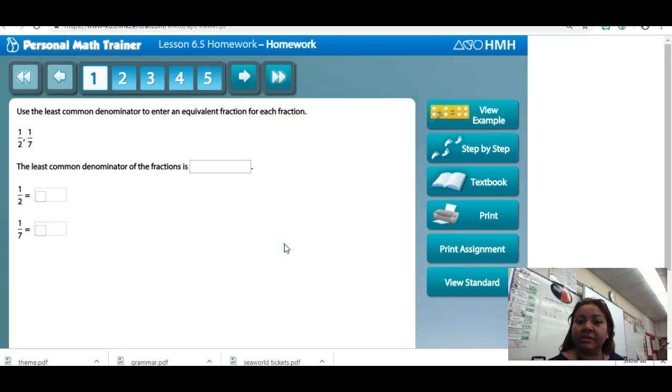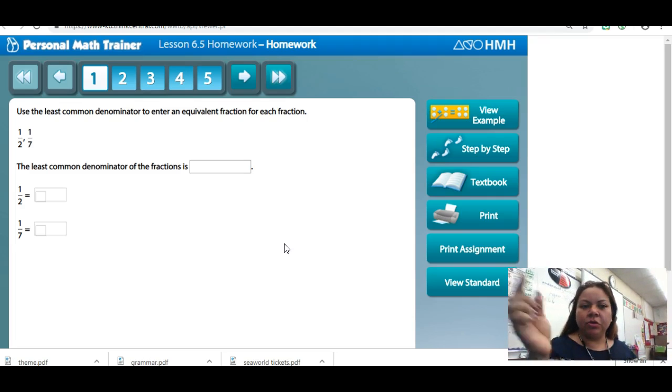This is the 6.5 homework help. And for this lesson, we learned about finding the least common denominator. Just as a reminder, go over your flashcards. You do need to know the vocabulary like common denominator and equivalent fraction. Remember that common denominator is when you want both of your fractions to have a common multiple.